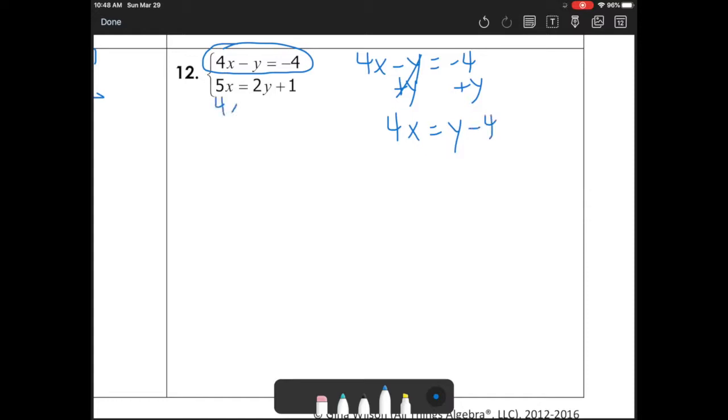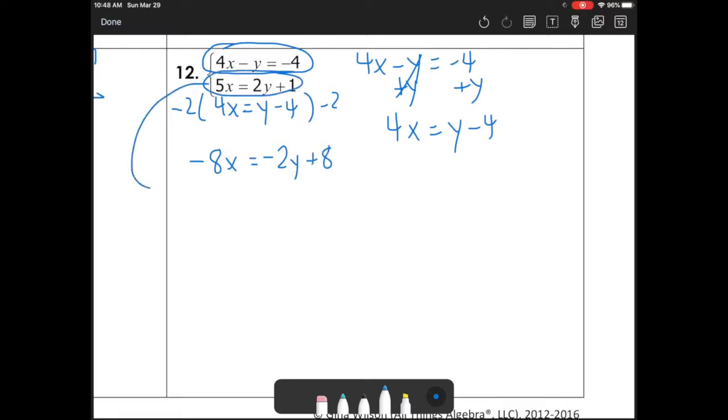All right, now let me figure out what's the best way to make these two equations workable for elimination. I think I'll take the second equation and multiply it now by negative 2. That'll make that y a negative 2y. So negative 8x, negative 2y plus 8. Take this second equation and write it underneath there. All right, there's the 0 pair. Negative 3x equals 9. Divide by negative 3. X equals negative 3.